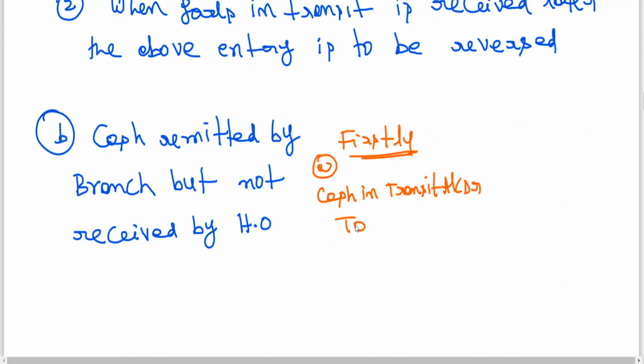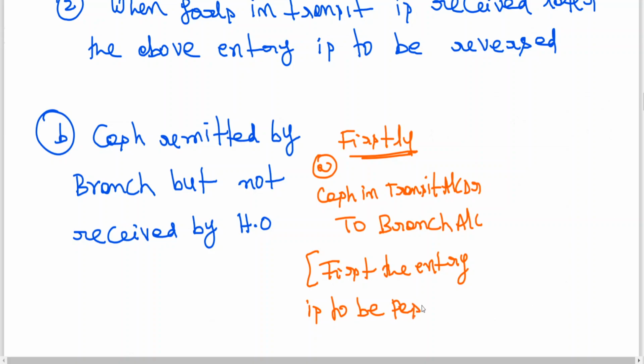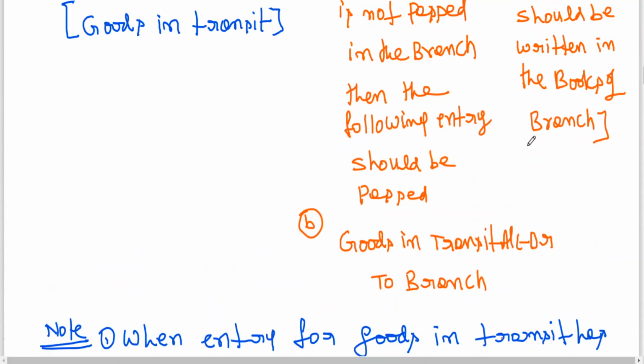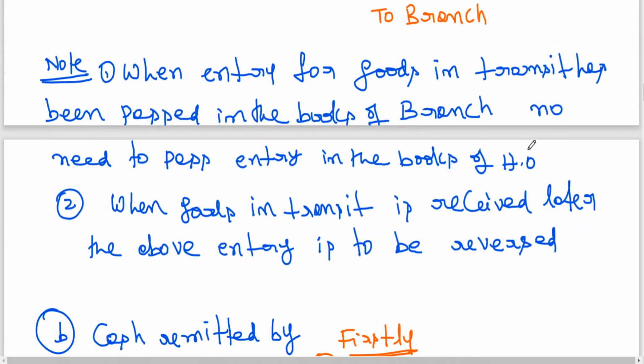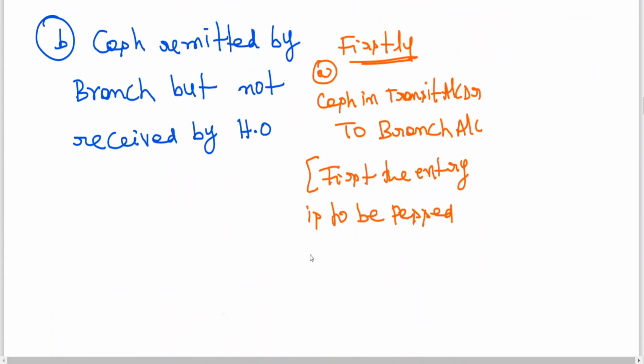Cash in transit account at R2, branch account. Cash in transit account, branch account. Was the entry passed? Like I've written here, passed in the books of head office.